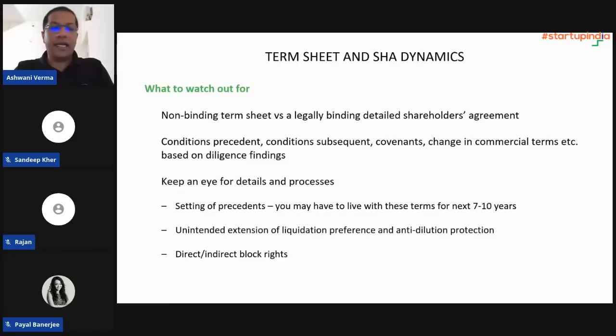And then direct or indirect block rights. Sometimes a clause as simple as the amendment of the shareholders agreement or the share subscription agreement entitles every signatory to the document to have an indirect block right on any future change in the document, which becomes a bottleneck at a later stage. I think we can take a pause here, and we can take some questions.